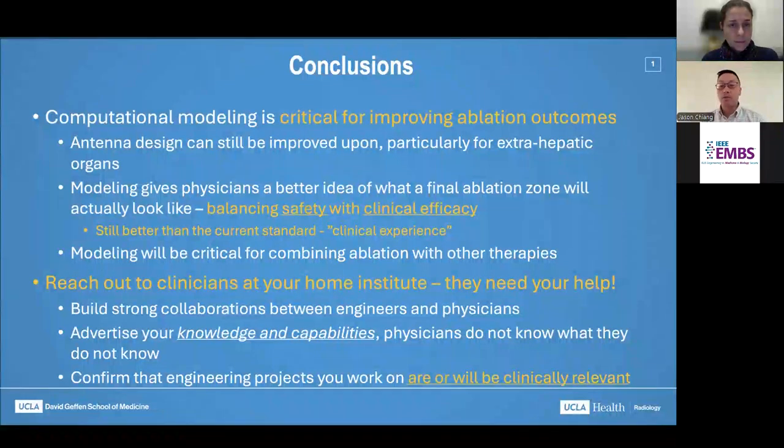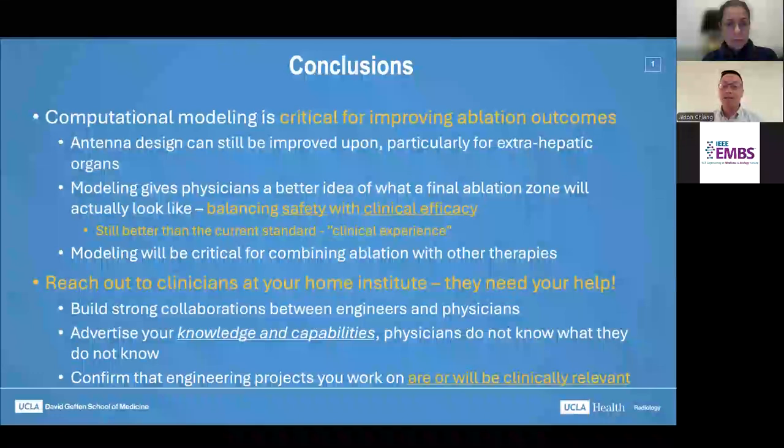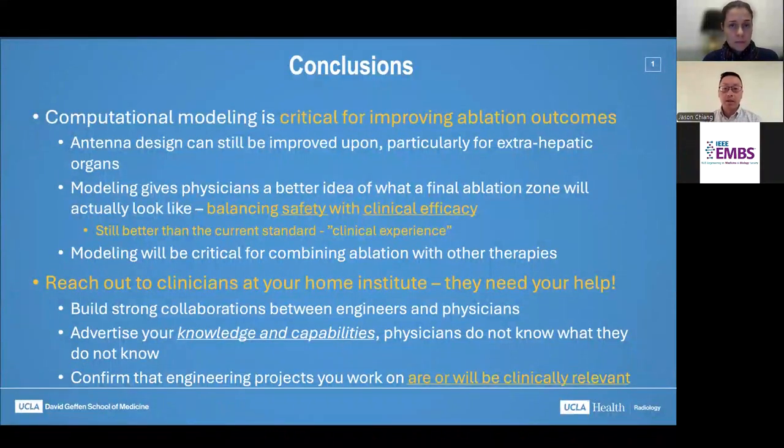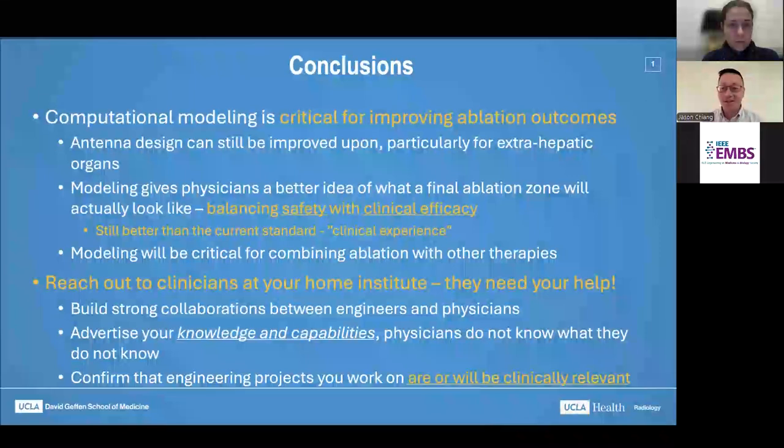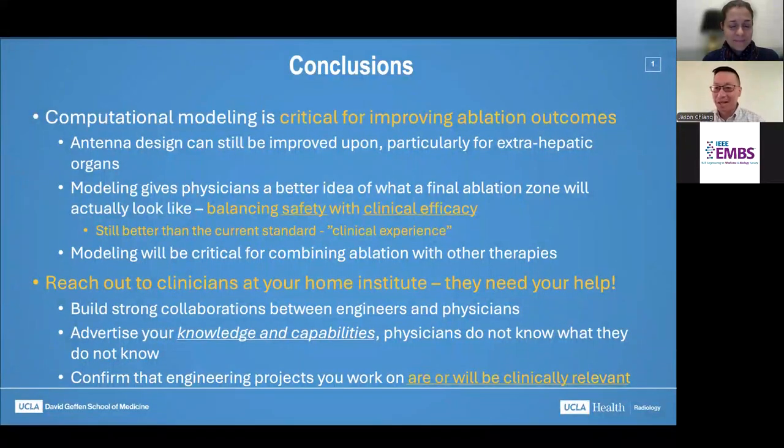It's about, as you use more powerful ablation tools like microwave, you need to focus on balancing safety with clinical efficacy. You want to be able to treat the entire tumor, but you don't want to damage surrounding blood vessels. So it's very critical that you know exactly where your ablation zone will be. The current standard is clinical experience. So people just kind of guess right now.